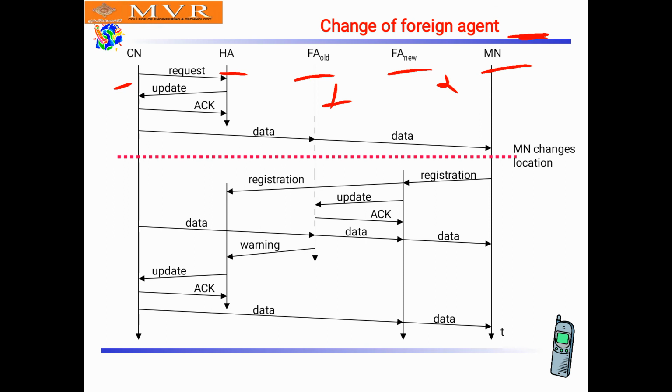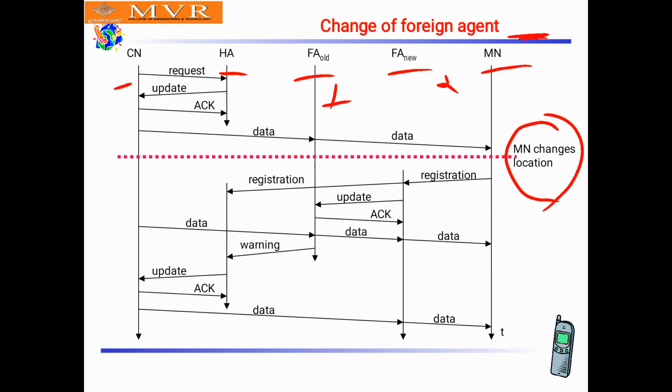Here the corresponding node sends the request to the home agent, and it is updated after acknowledgement is received from the corresponding node. Then the data will be moved to the mobile node through the old and new foreign agents. And the MN changes location. See here how this happens: the registration is given, the mobile node registers with the new foreign agent.